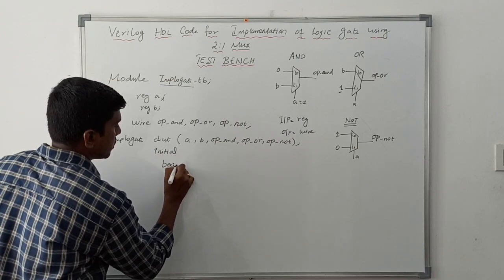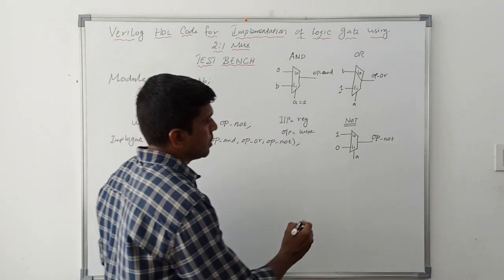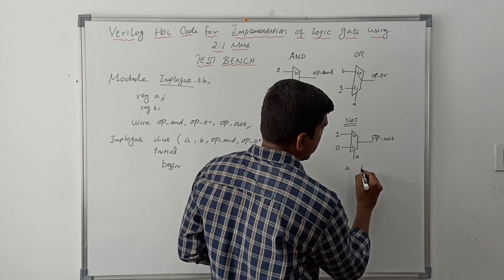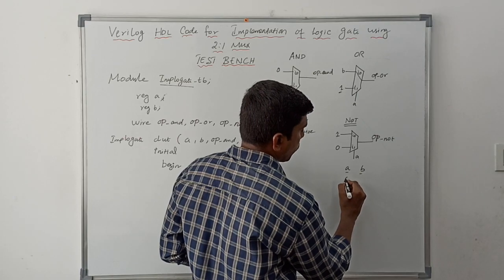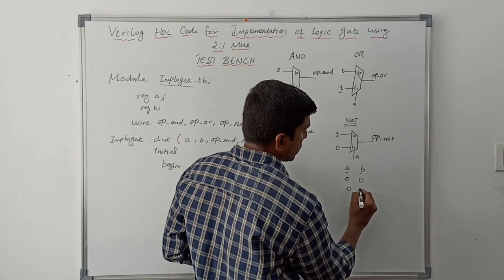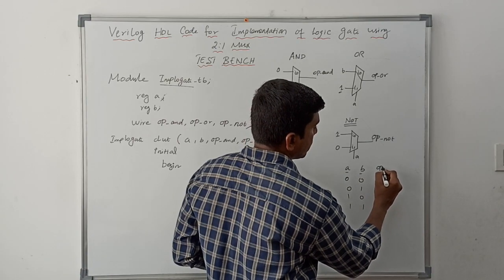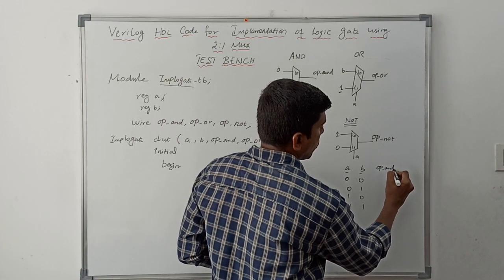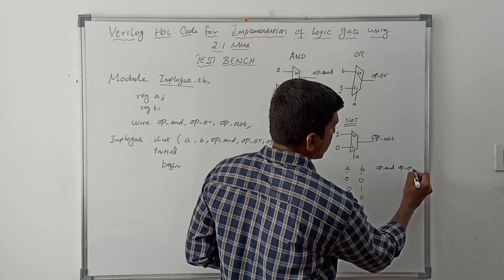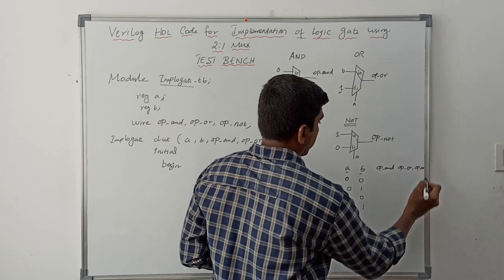Then initial, begin the process. Here the input variable truth table is AB. These two variables make 4 combinations: 00, 01, 10, 11. Based on the input variables we get the output and, output or and output not operations.